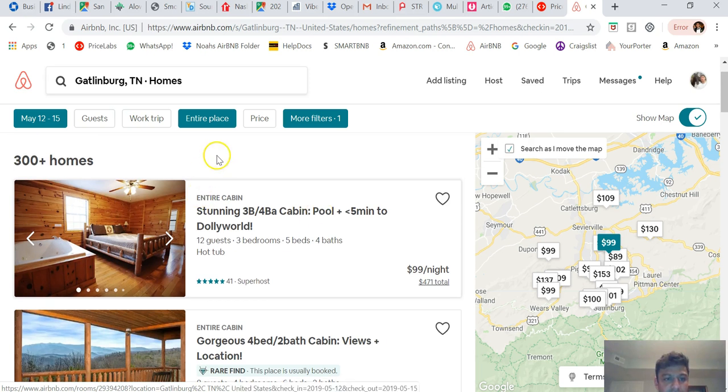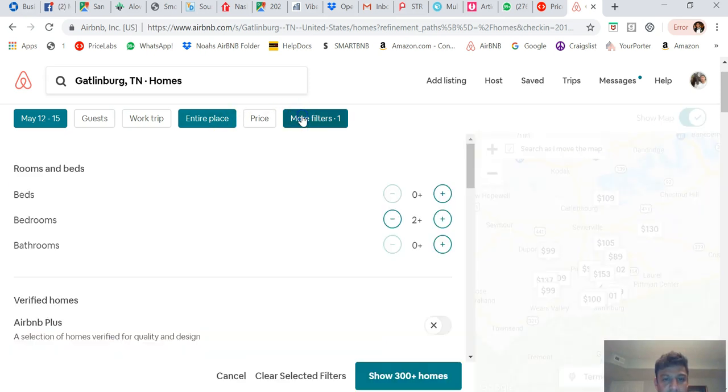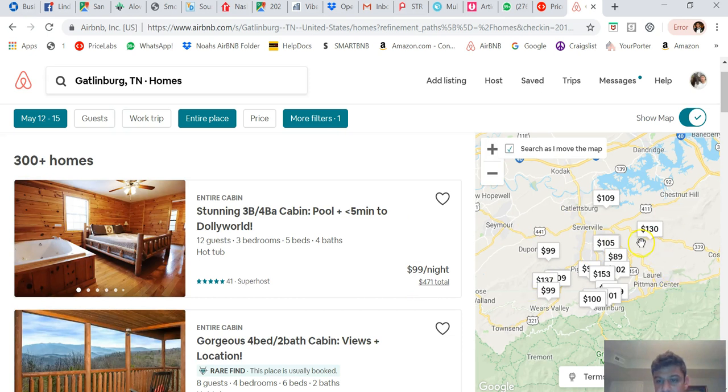So I'm filtering on an entire place of 2 bedrooms or more, in this whole region. And now we're showing 300 plus homes. That's the max that they're going to show you. They're not going to tell you the exact number, but they'll show you 300 plus.